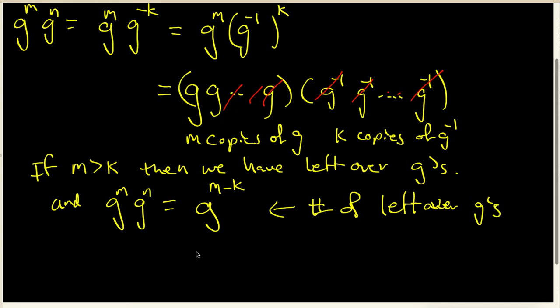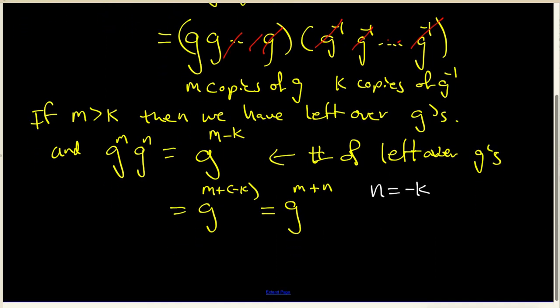But what I want to notice is that g to the m minus k is going to be g to the m plus minus k, and remember, n is equal to minus k, so this expression here boils down to g to the m plus n, and that is because we are looking at m plus minus k. Well, what happens if m is smaller than k? So let's look at that.